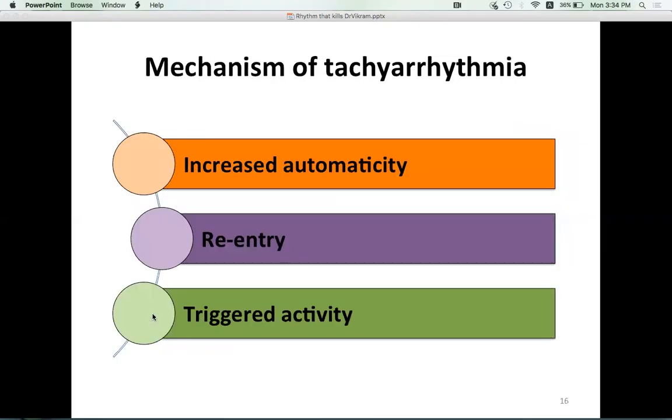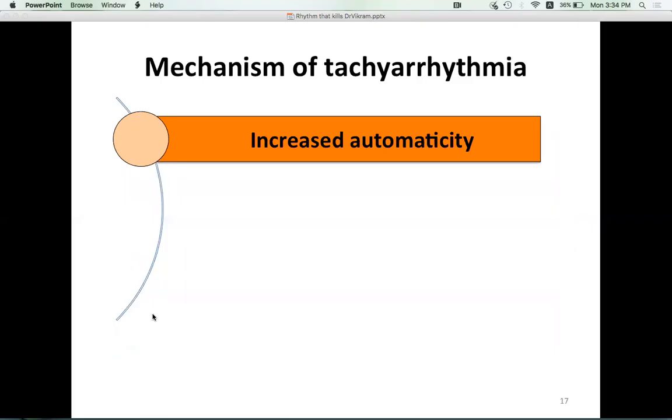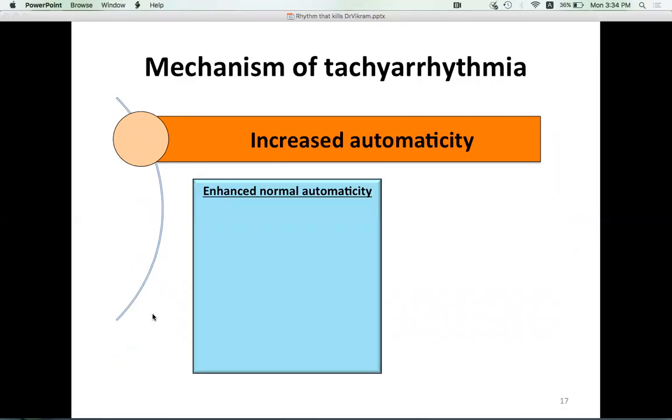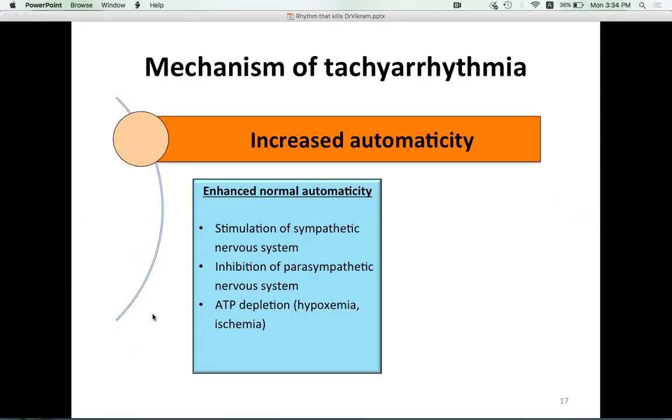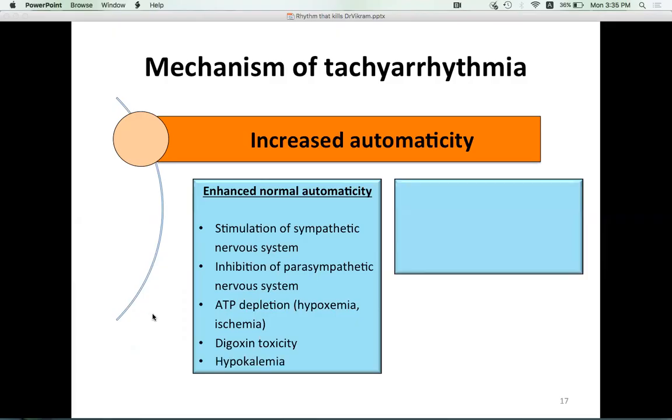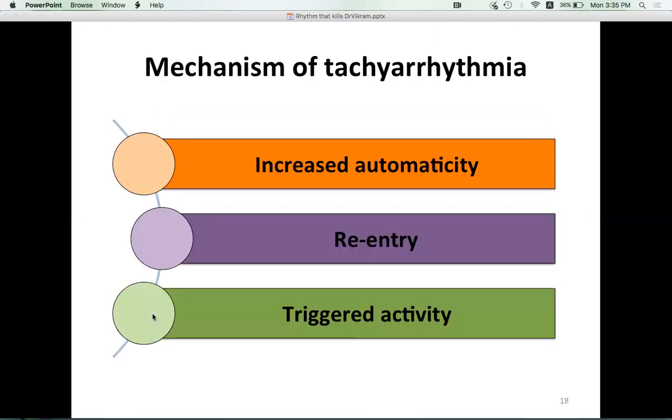Now, why do tachyarrhythmias occur? There are primarily three mechanisms responsible for any kind of tachyarrhythmia, which are increased automaticity, re-entry, or triggered activity. So increased automaticity can be either enhanced normal automaticity, which can be caused by stimulation of the sympathetic nervous system or inhibition of the parasympathetic nervous system, or can be caused by ATP depletion like hypoxemia or ischemia, or digoxin toxicity and hypokalemia. Sometimes there can be abnormal automaticity, which is seen in acute ischemia or congestive heart failure, responsible for tachyarrhythmias.